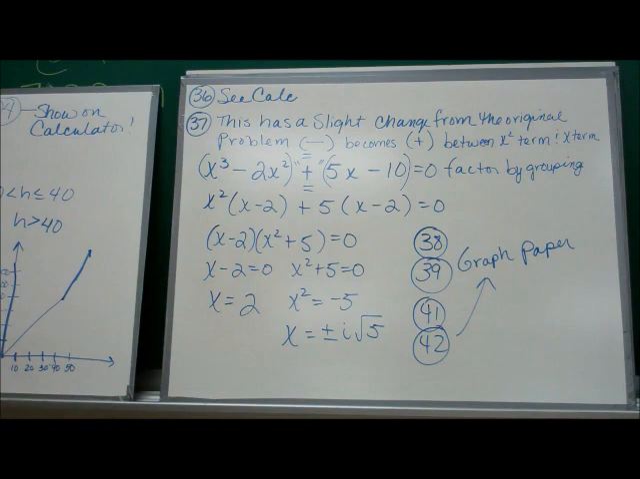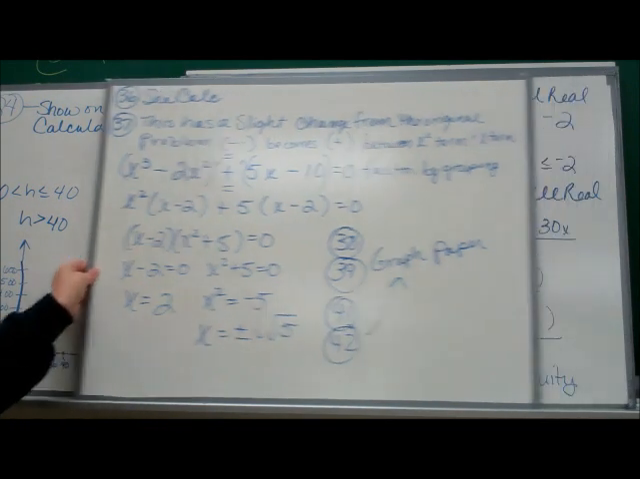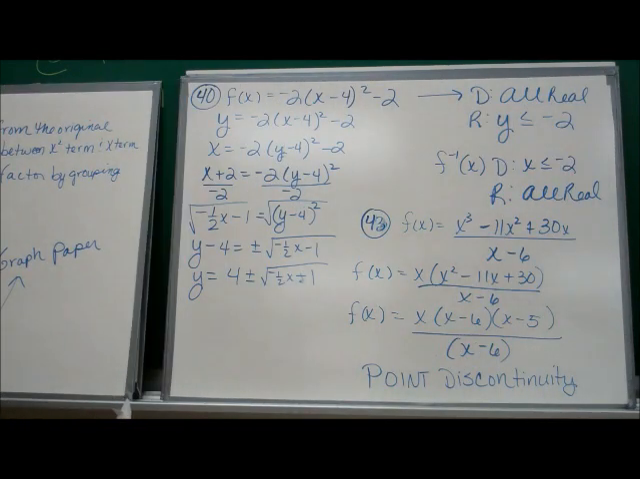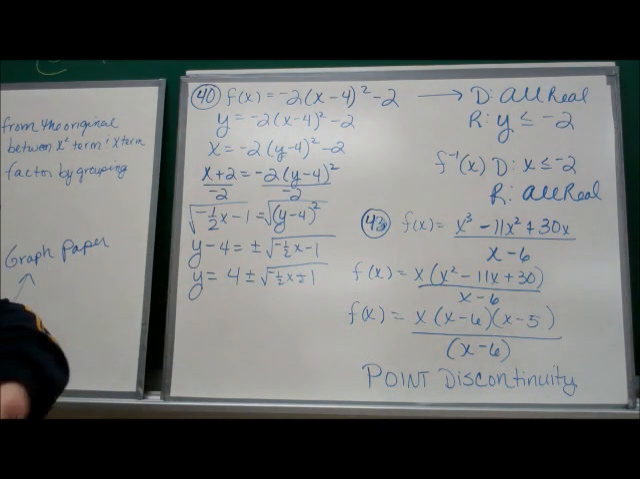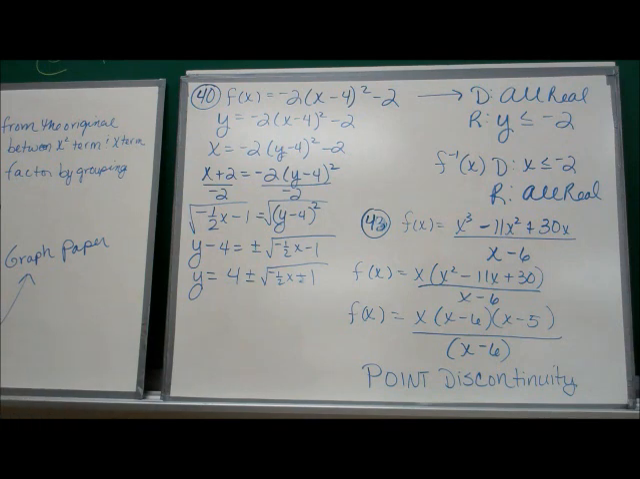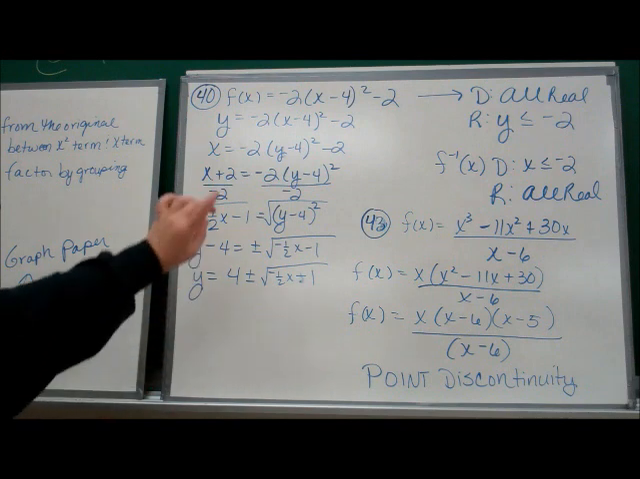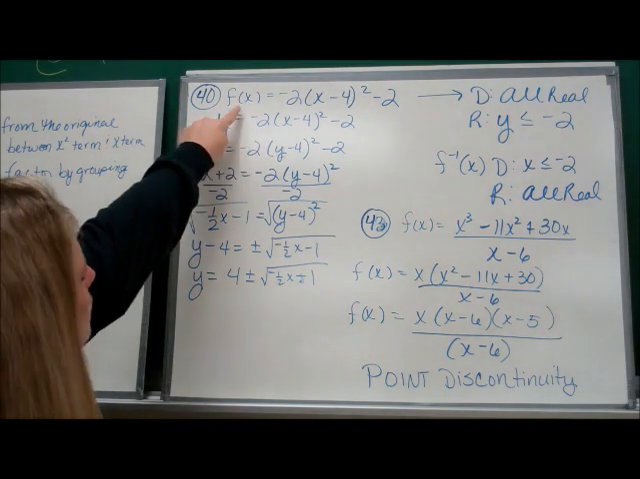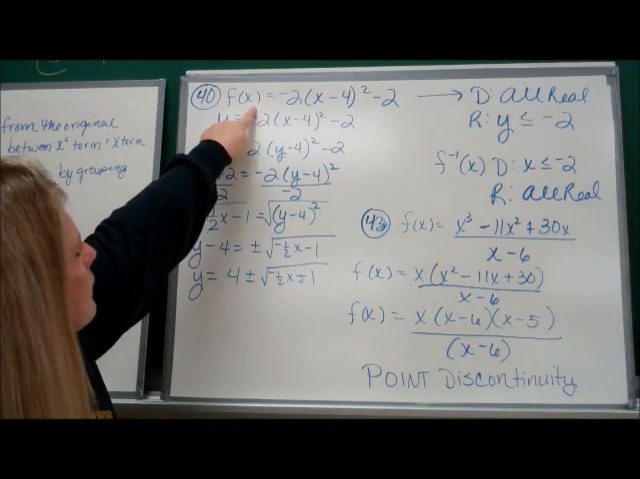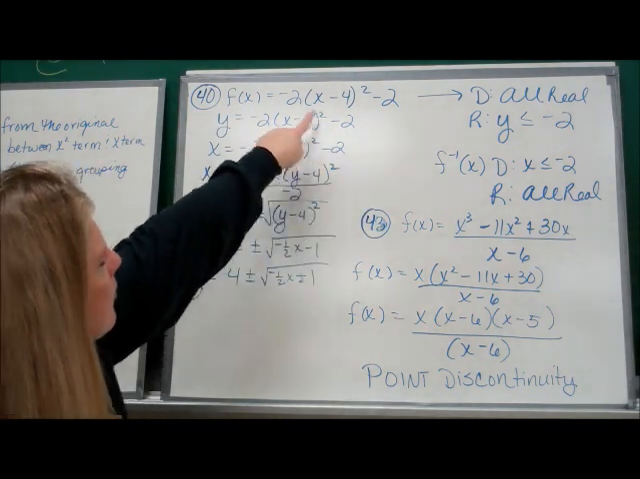43. Oh, I'm going back to 40. 40 is we had to find the domain and the range for the function and its inverse, and find the inverse. So I started with domain and range. F of x, the function's domain is all real numbers.